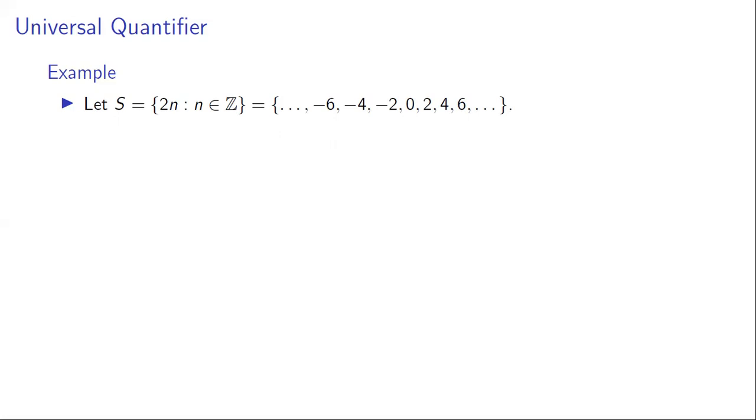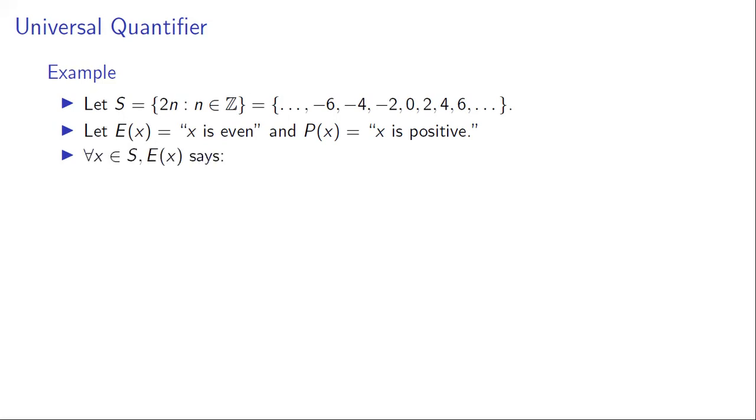That's S. Let's define the following open sentences. So E of x means that x is even, and P of x means that x is positive. Okay, let's just define those things to mean that. So let's say we say the following. Let's say we say for all x in S, E of x. So what that says is for every x in S, x is even. In other words, every element of S is even.